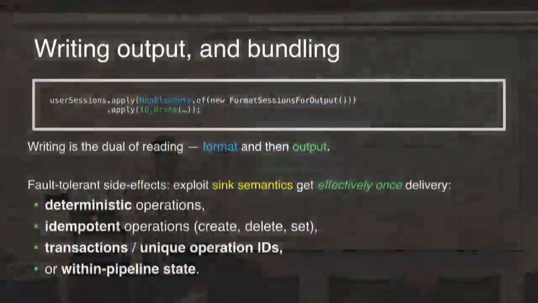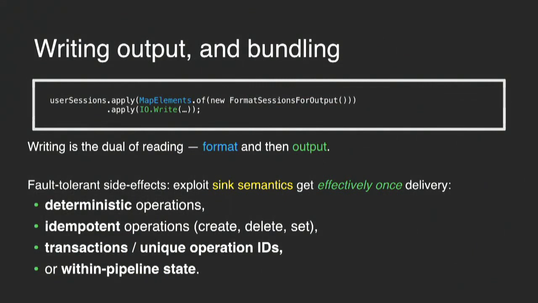Now we're on to writing output. The other side of this, the unified model: remember we wrote this very generic apply io.write and format it. This is the other place where we will flip things between batch and streaming usually. This is also something where fault tolerance and side effects are very important.